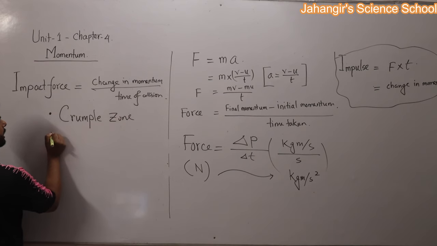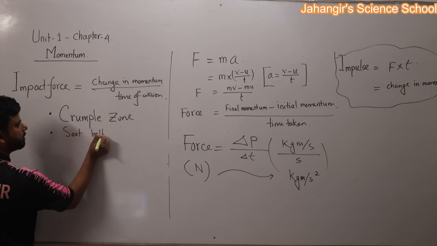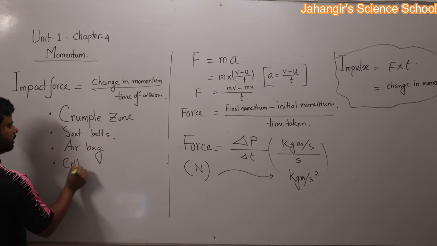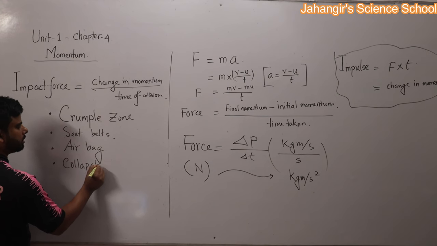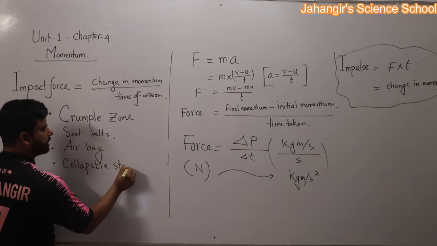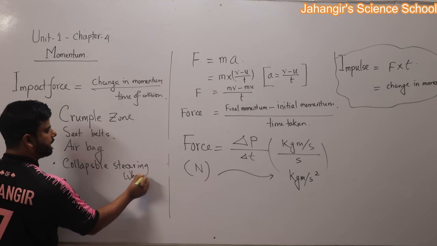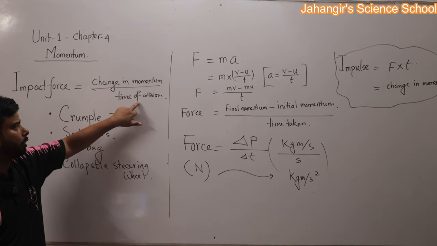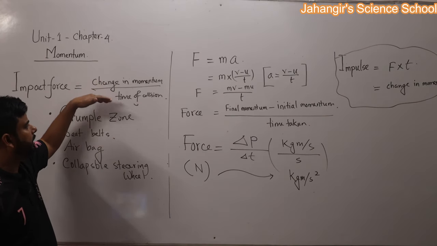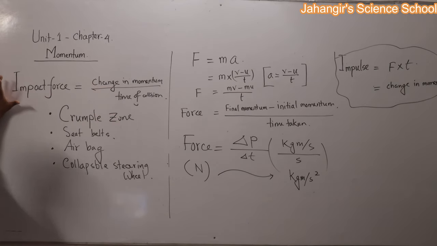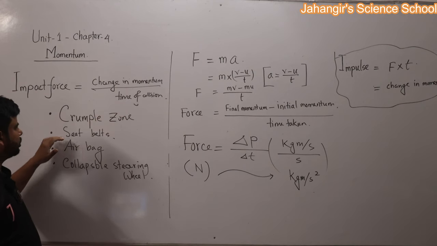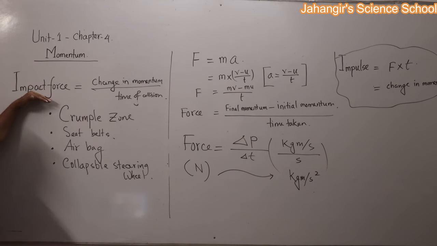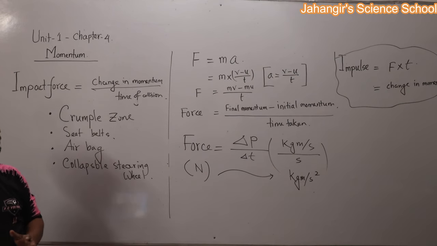crumple zone, seat belt, airbag, collapsible steering wheel. So when any car crash occurs, the crumple zone, seat belts, airbag, and collapsible steering wheel increase the time of collision. We know when a fraction's denominator increases, then the total fraction decreases. So they increase the time of collision and decrease the amount of impact force, and reduce the amount of serious injuries.